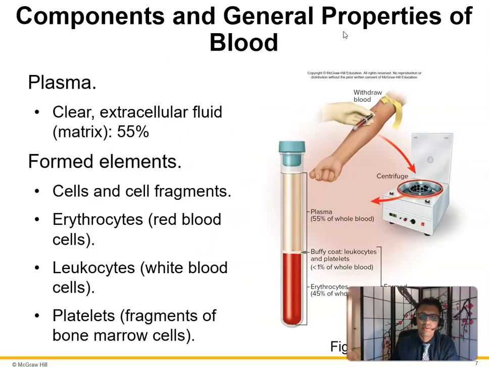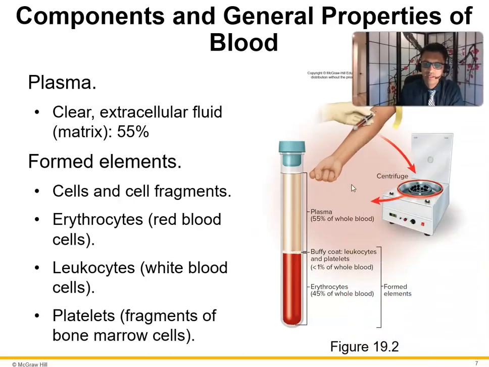Now, components and general properties of blood: we have plasma, which is the clear part. 55% of your blood is plasma. And then you have formed elements, which are your red blood cells, white blood cells, and platelets that help with blood clotting, and then you have cells and cell fragments. So if you look at the makeup of blood, 55% is plasma, 45% is red blood cells, and less than 1% are platelets and white blood cells.